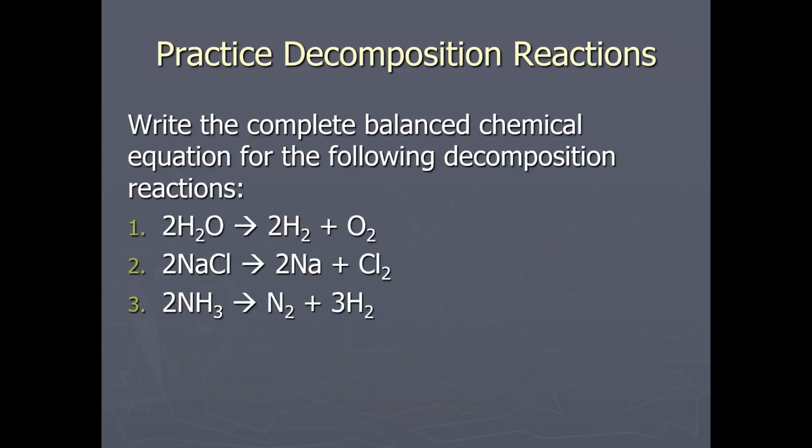All right, so you should have gotten 2H2O arrow 2H2 plus O2. You should have gotten 2NaCl producing 2Na plus Cl2. And you should have gotten 2NH3 producing N2 plus 3H2. How'd you do?